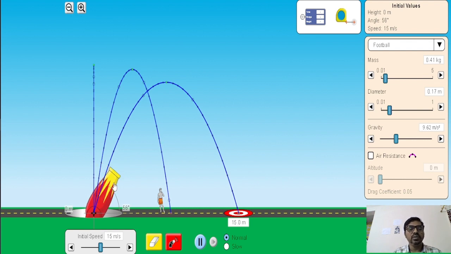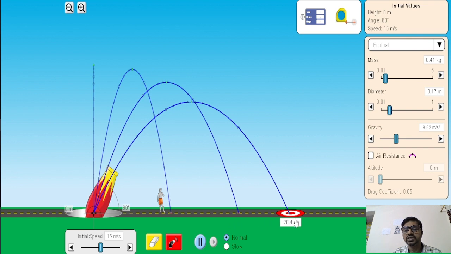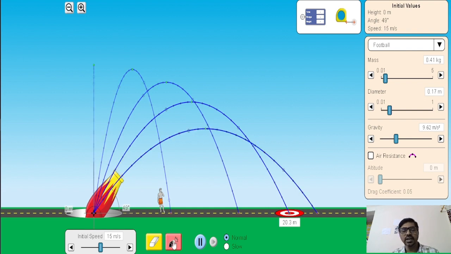Let me take 60 and project it. It's going to have lesser maximum height, but a higher horizontal range. It has gone up to 20.3 meters. Make it 50 and see what happens. So it's going to have a still higher range. I think I've taken 49. Let it be, not a problem. I just wanted to see this trend.